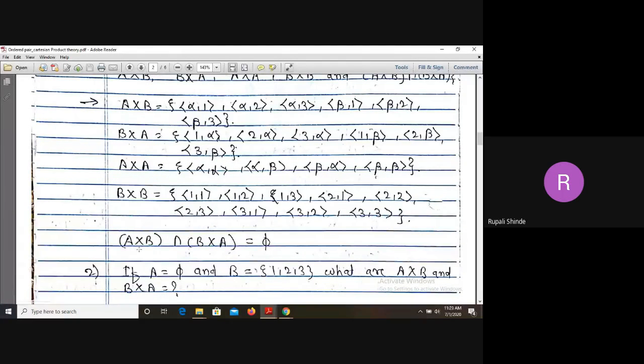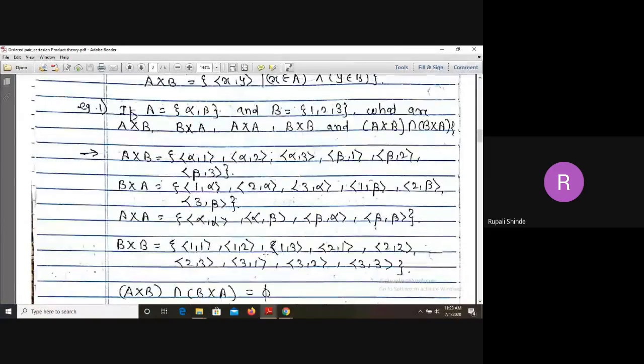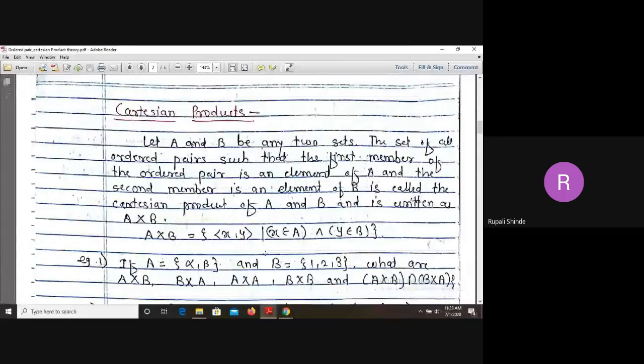So nothing is common between these two. That's why we have written here. Fine. So today we are going to stop here. Remaining examples based on Cartesian product we will see in the next lecture.